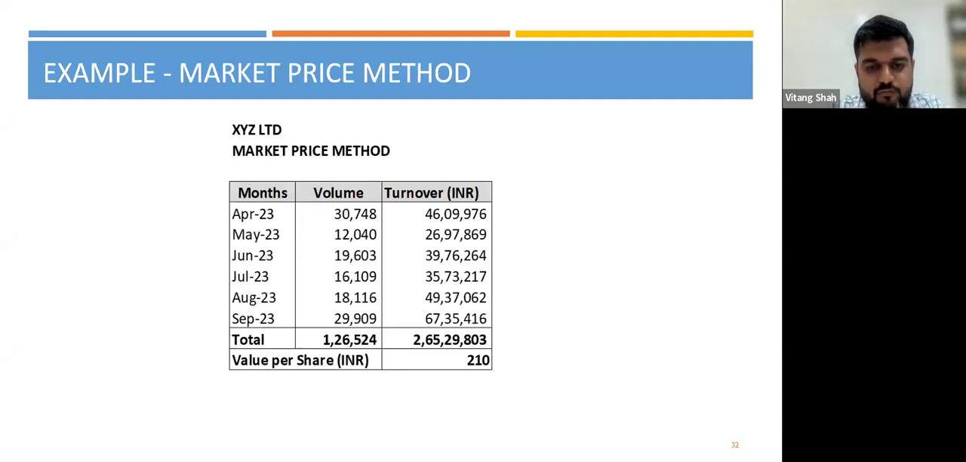So how do you calculate the volume weighted average price? Look at an example wherein, during the past 6 months of April to September 23, you get to see the volume in the column volume, and the turnover means the price at which those shares have been transacted during that month. You do a summation of the turnover and the volumes during that same period. So 2.65 crores, you divide it by 1.26 lakhs, you will get a value per share of INR 210. So that is the volume weighted average price for a company during a 6 month period.